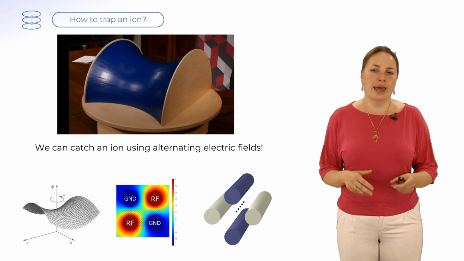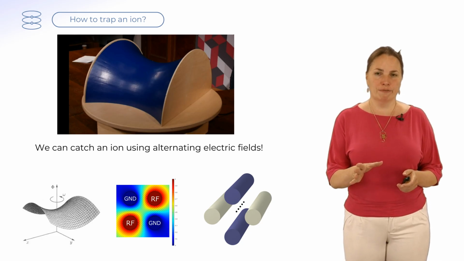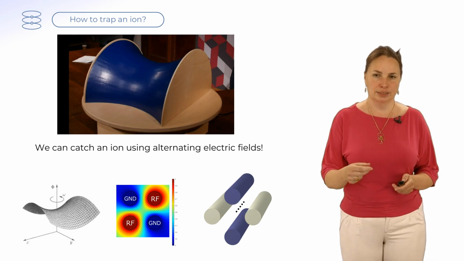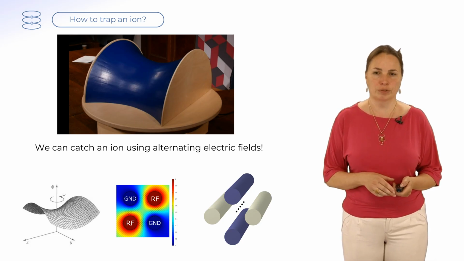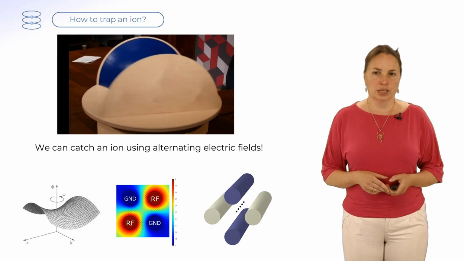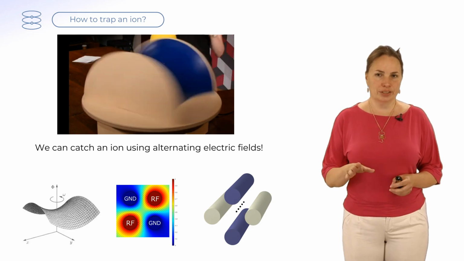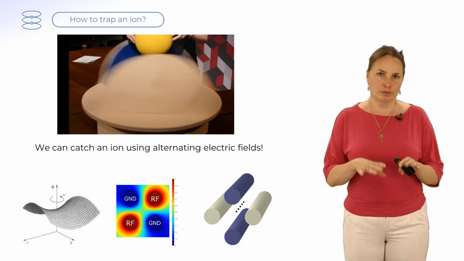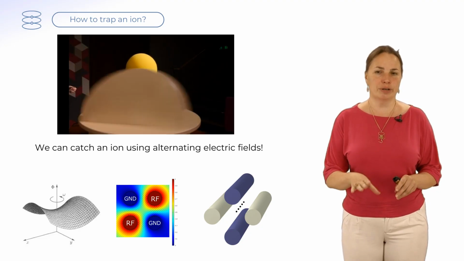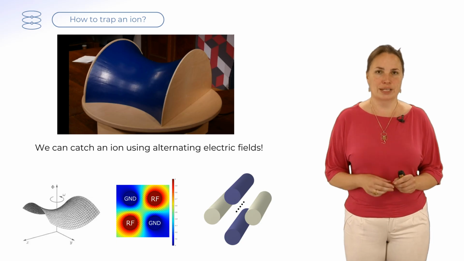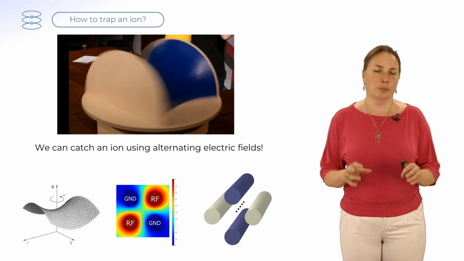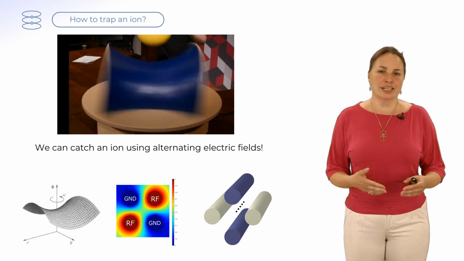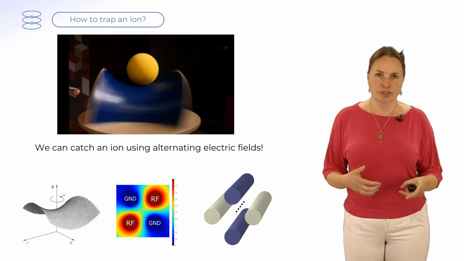But we can use alternating electric fields, and we have a very nice picture of how it works even in a mechanical model. Let's have a look at this video. So this is a table, it rotates, and if it's stable, so without rotation, the ball will fall down from this table. However, if it starts to rotate, you can see from this video that the ball will be trapped in such a configuration.